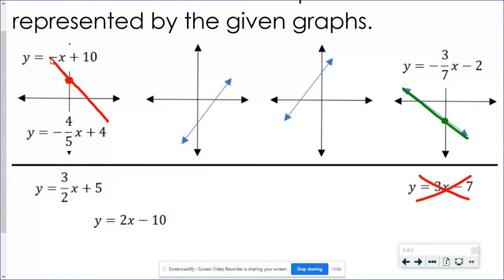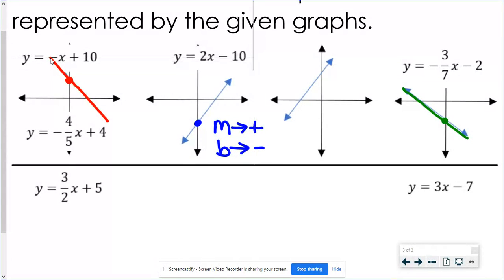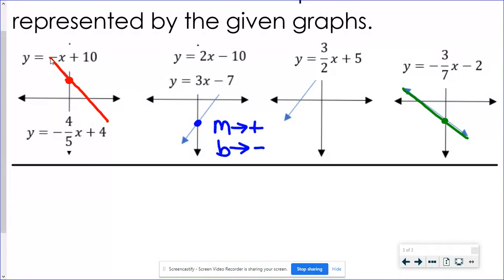Hopefully you can recognize the 2 graphs in the middle. Both have positive slopes. The first one that I've got right here, this is a negative y-intercept. So the slope is going to be positive. The y-intercept is going to be negative. Looking at these equations, positive slope for all of them, negative y-intercept, that could be this one, or it could also be this one. And then the last graph has a positive slope and a positive y-intercept. That's the only equation that would make sense with that.